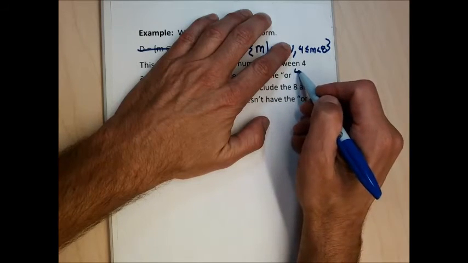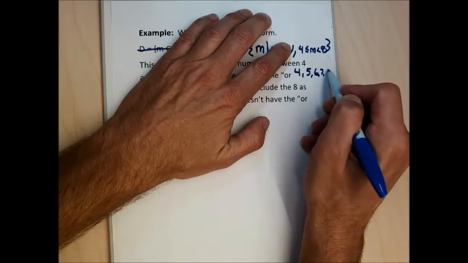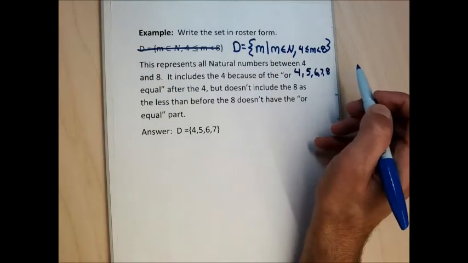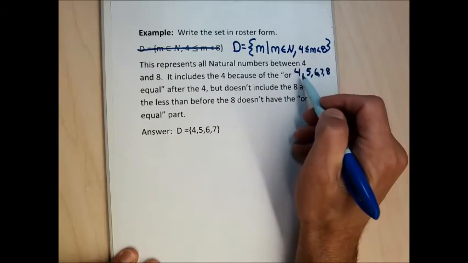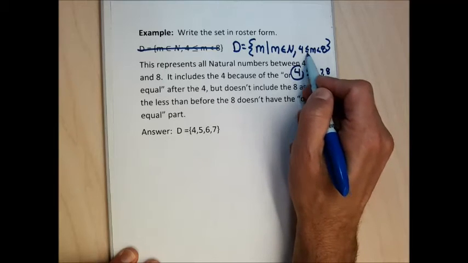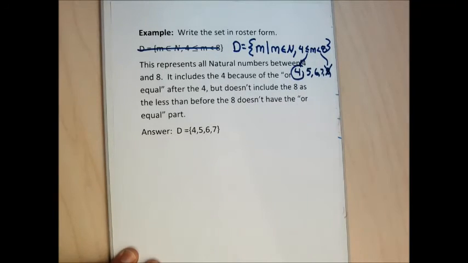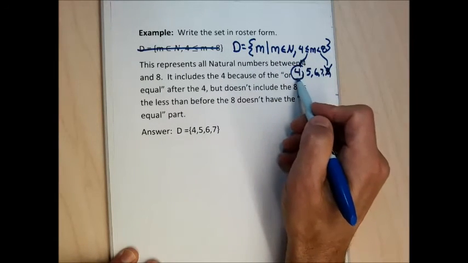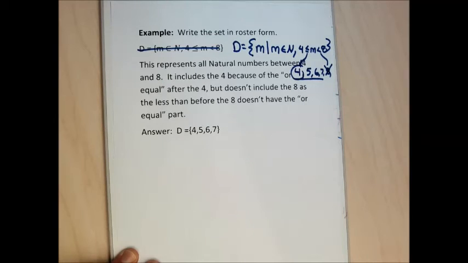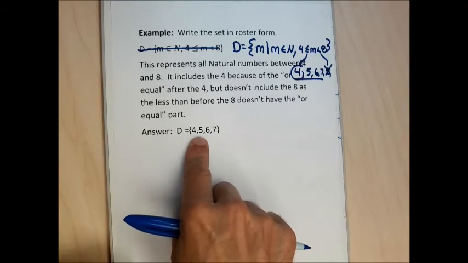So I see natural numbers and I see 4 and 8. So these are the numbers that I'm considering for the set, 4, 5, 6, 7, and 8, because those are the natural numbers between 4 and 8. I'm going to include the 4 because it has the or equal to. I'm not going to include the 8 because it doesn't have the or equal to next to it. So my set D is going to have the numbers 4, 5, 6, and 7 in it. And my answer for this is going to be the set 4, 5, 6, and 7.